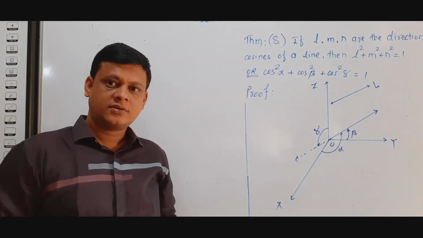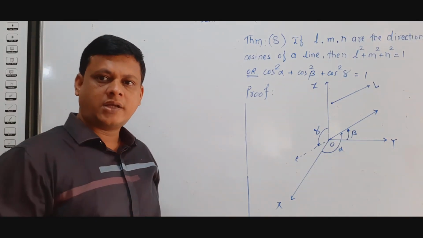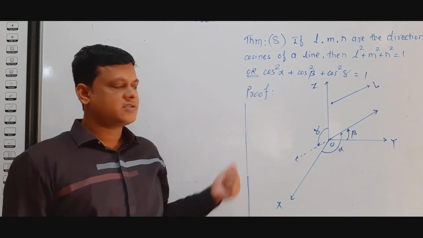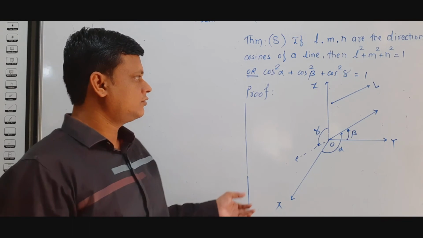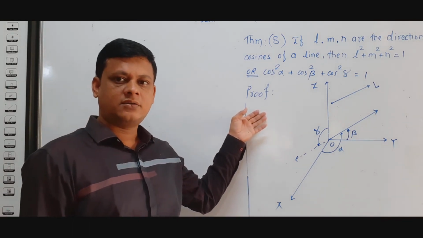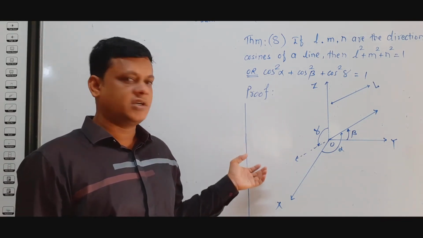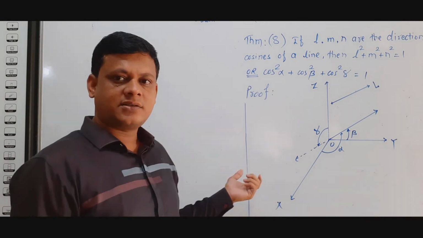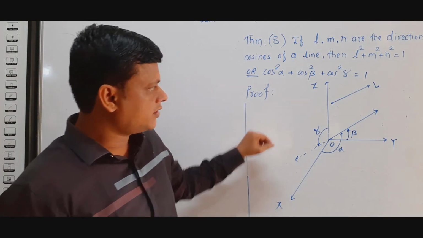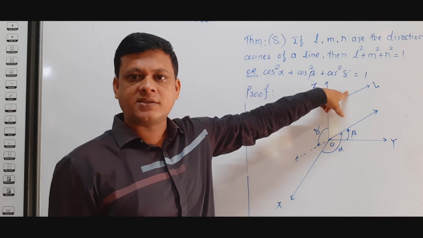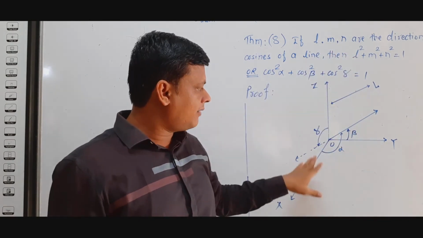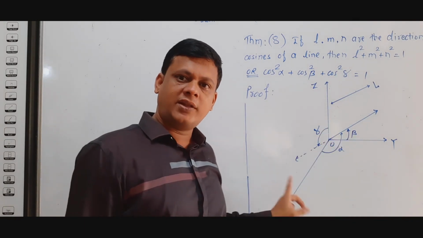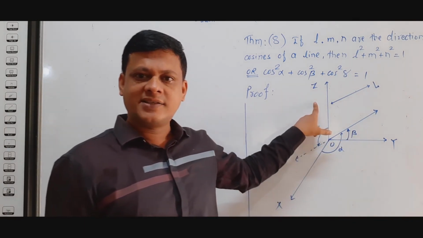Hello friends, in the last lecture we discussed direction angles and direction cosines. So, the theorem is based on that. First we again discuss the direction angles and direction cosines. Suppose we consider a line L in space. If this line makes angle alpha, angle beta, angle gamma with the x-axis, y-axis and z-axis.